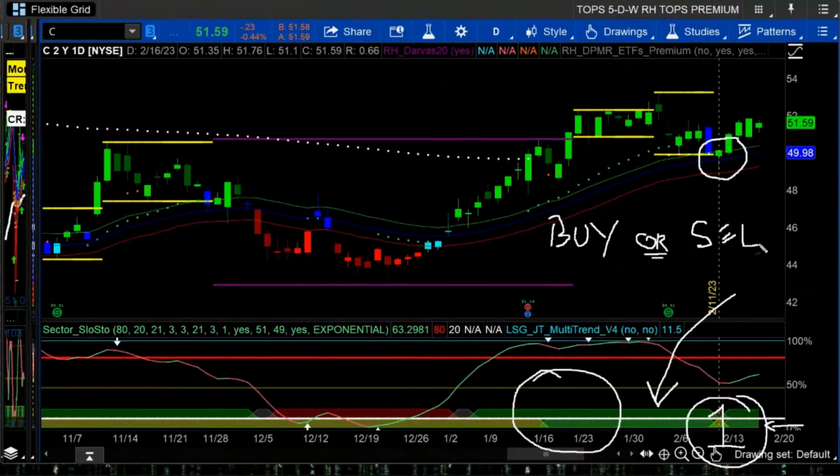If you're ever looking at a chart and there's no clear way to say you should be a buyer or a short seller, please don't trade that chart. There's no edge there. Edge comes with the clarity of knowing you want to be a buyer or a seller.